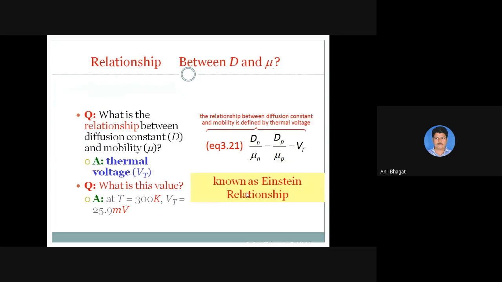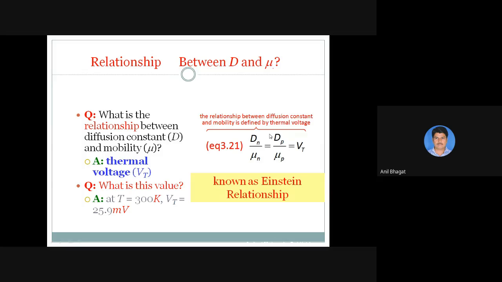So this is the relationship between D and mu. Mu is the mobility and D is nothing but the diffusion constant. What is the difference between mobility and diffusion constant? It's a very, very important formula, and always, what is this value? T is always 300 Kelvin and VT is always equal to 25.9 millivolt. So the value of VT is always this much. The value of VT is equal to the ratio of these two factors.